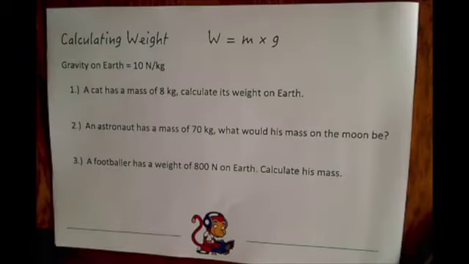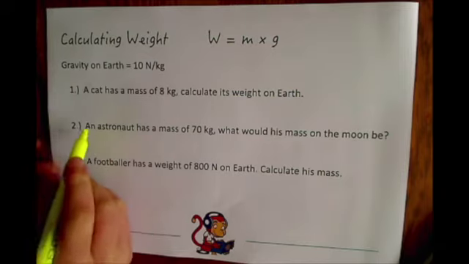So here's a couple of questions for you to have a go at using this equation, W equals m times g. In the questions in the exam, they tend to give you this gravitational field strength value, so look out for that somewhere in the question. Remember to highlight the key bits and have a go on your own. Then pause the video and come back and see if you got the answers correct.